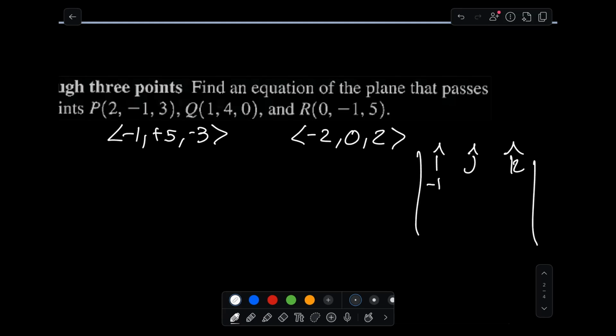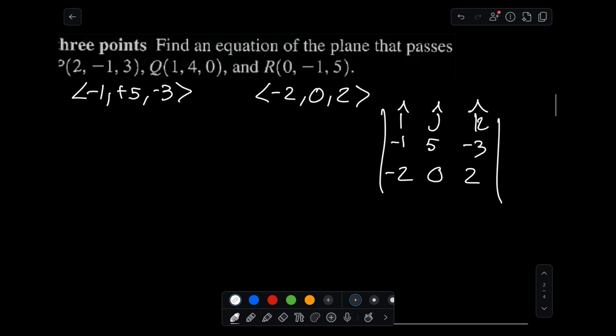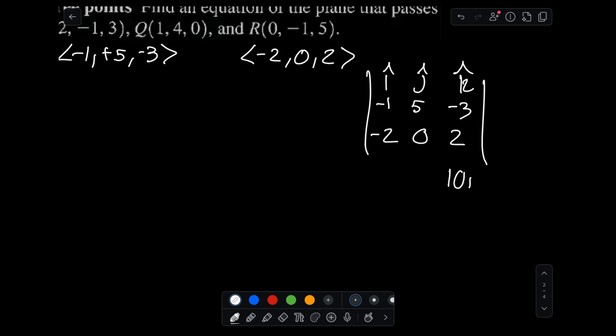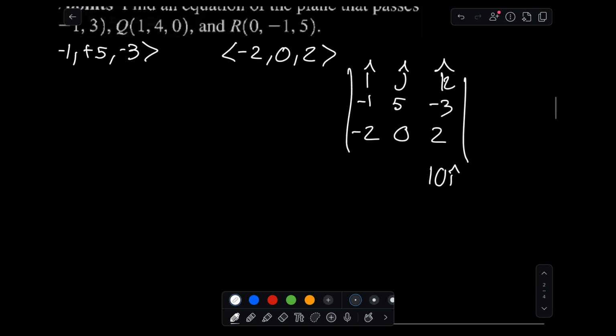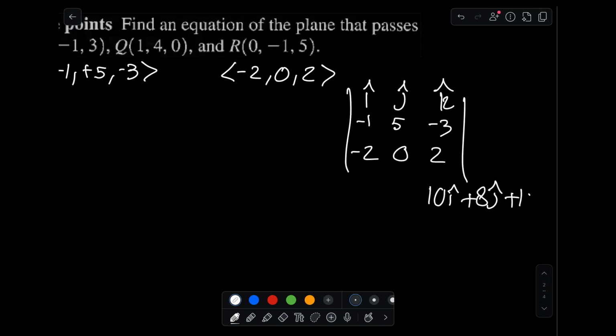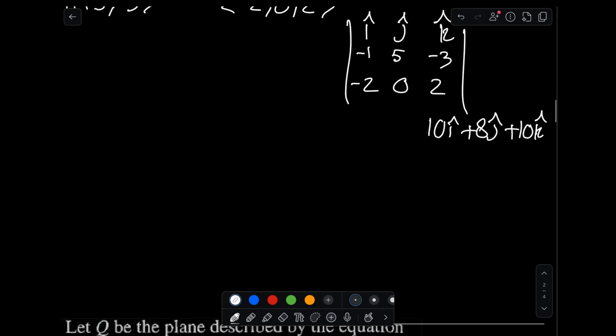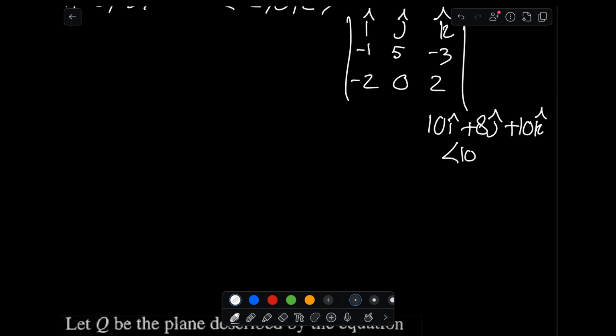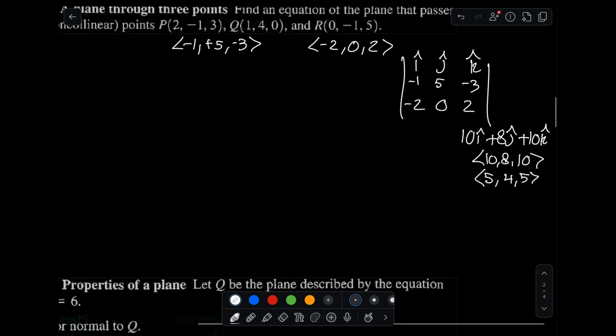And then we can just get into our cross product right here. This should be pretty straightforward. If you have a calculator, like a TI Nspire, you can just plug it in there. I'm going to do this by hand, the old-fashioned way. So we got 10 i hat plus 8 j hat plus 10 k hat. We can rewrite this as a vector, and we can also scale this down because there's a constant of 2 in there. Just going to make our lives easier.